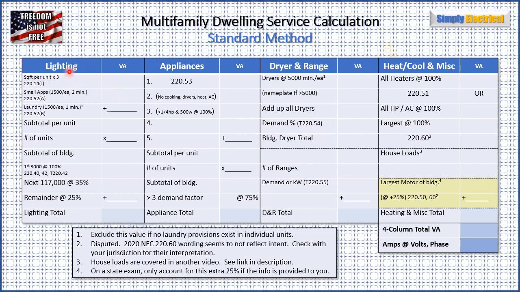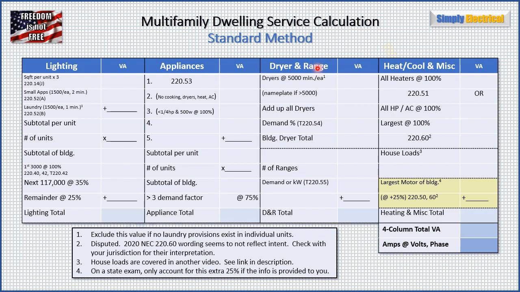We'll start here on the left with the lighting column. This is where you take the square footage of your building and your small appliance circuits, laundry, everything included in your general lighting load. And you'll put that to a demand factor after you multiply it by your number of units, because this is multifamily. And then you'll get your lighting total down here. Next column is appliances. Basically, this is a per unit appliance total. And you get that here, and there are some provisions we'll talk about. And then you put your demand factor if you need it and get to your appliance total.